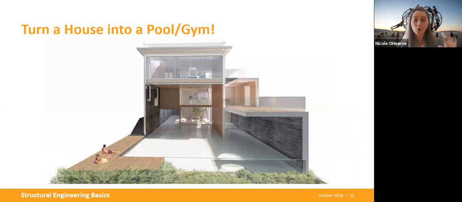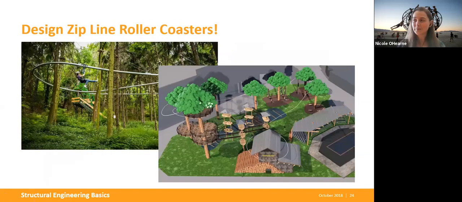More towards the home side of things, this is a house in San Francisco that someone had the idea of blasting out this whole back wall and turning it into a swimming pool down here. There's a basketball court here, a yoga studio up here. So there's some really interesting designs and buildings that you can do with structural engineering also. And the elevation we were looking at before was this zipline roller coaster.